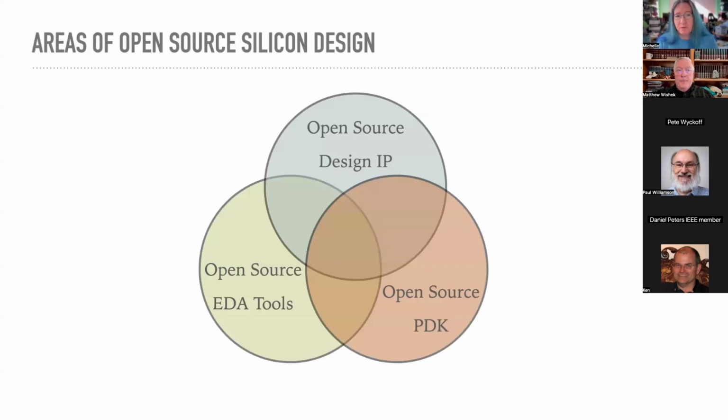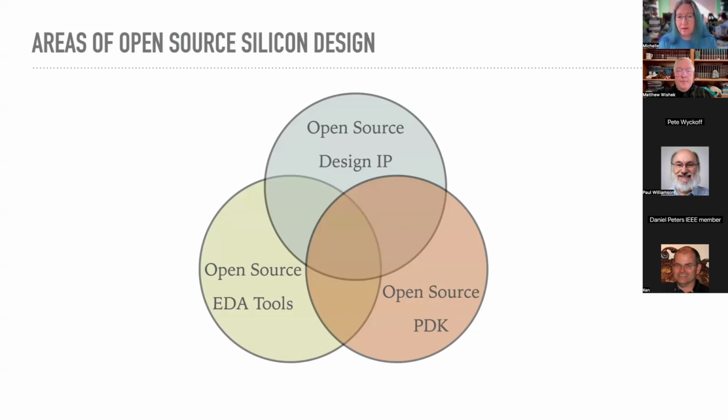So the areas of open source silicon design can be broken down into your design IP, preferably open source design IP. That's what we're talking about. And then you have your open source EDA tools. And then you have your process design kits, which are like board support packages for this whole process. They're a really vital part. You cannot get things done without them. And this is a Venn diagram. You can consider all of these parts as separate projects.